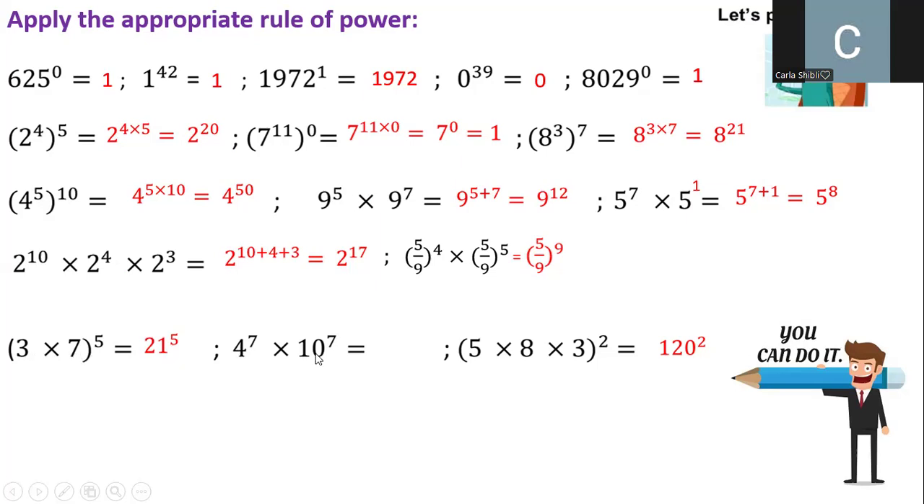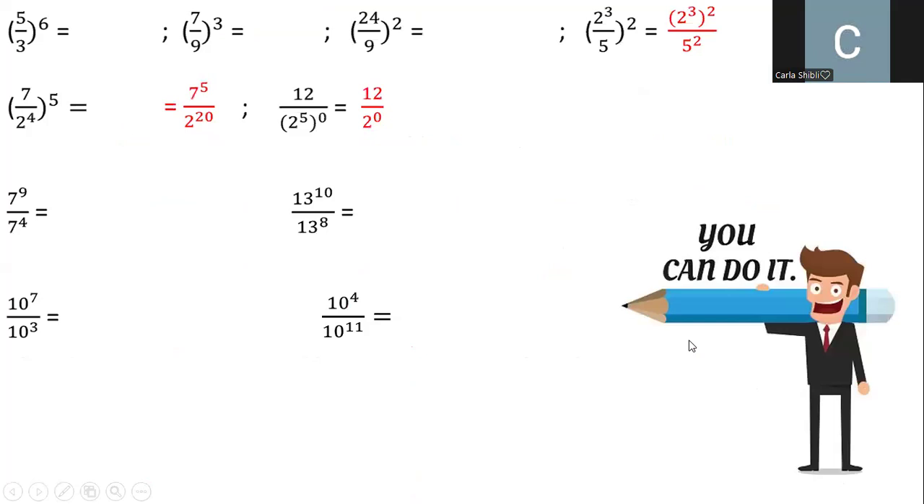4 to the power 7 times 10 to the power 7. I am multiplying two powers having different bases, same exponent. So I multiply the bases. 4 times 10 is 40 to the power 7. Also here I multiply 5 times 8 times 3 is equal to 120 and I keep the exponent 2. Let's continue.